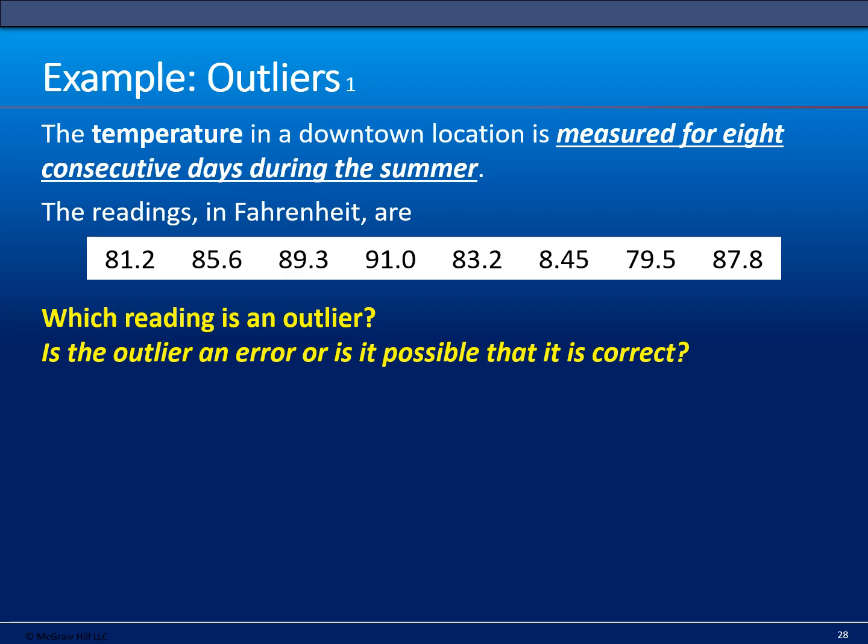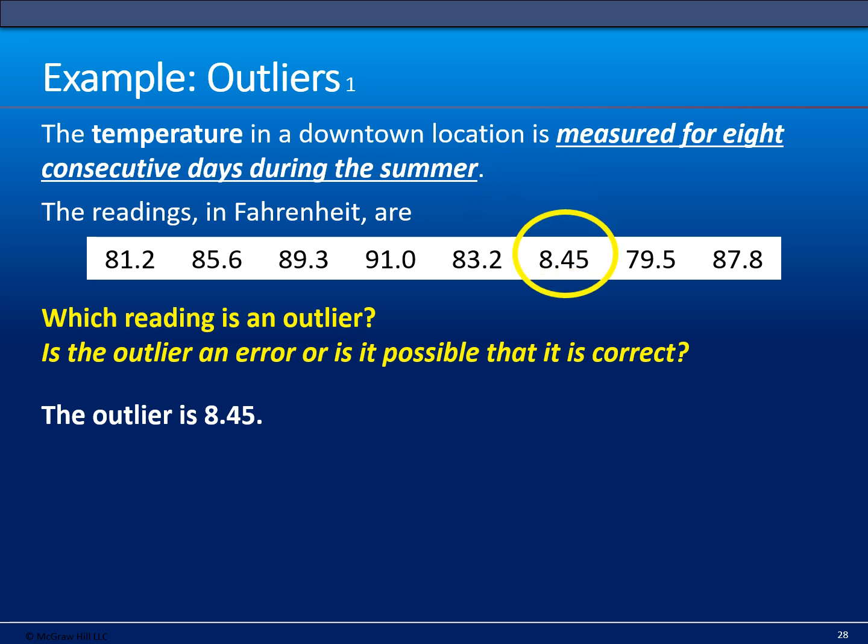The temperature in a downtown location is measured for 8 consecutive days during the summer. Here are the readings in Fahrenheit. Do you see any reading that stands out as an outlier? It's either much larger or much smaller. Hopefully you can see something pretty quickly.